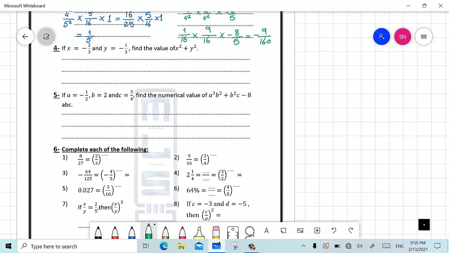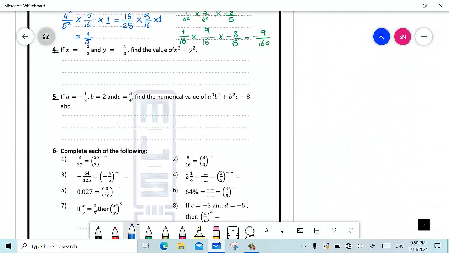Let's go now for question number 4. If x is equal to negative 2 over 3 and y is equal to negative 1 over 3, find the value of x squared plus y squared. Again, this is a substitution question. All I do is take away all the x and write in instead of it negative 2 over 3, and take away the y and write in instead of it negative 1 over 3.